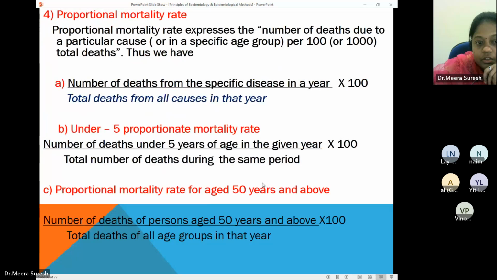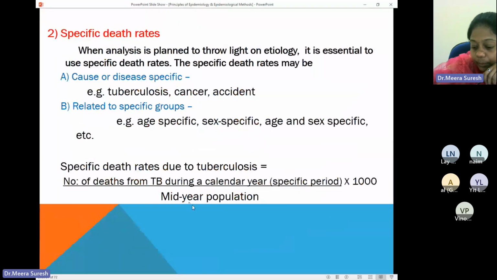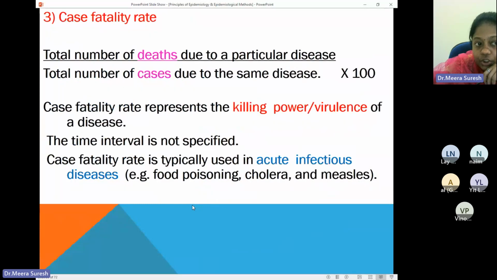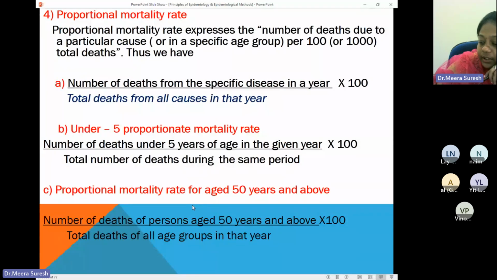HIV or whatever in a year, divided by, in case of specific death rate, we gave the denominator as mid-year population because we are going to give the death rate. So it was number of deaths per population. But now we are going to talk about the proportion. So among those deaths, how many deaths were due to tuberculosis? That's the idea over here. That is what the term proportional mortality rate means.